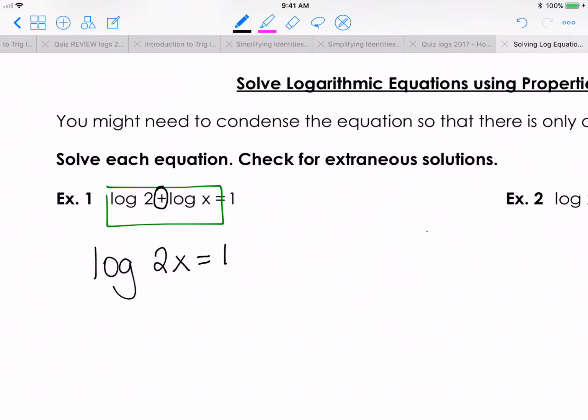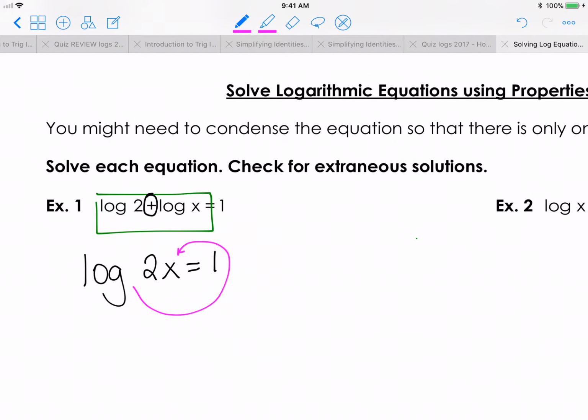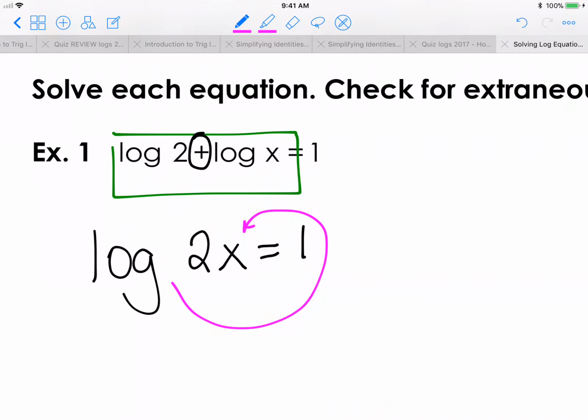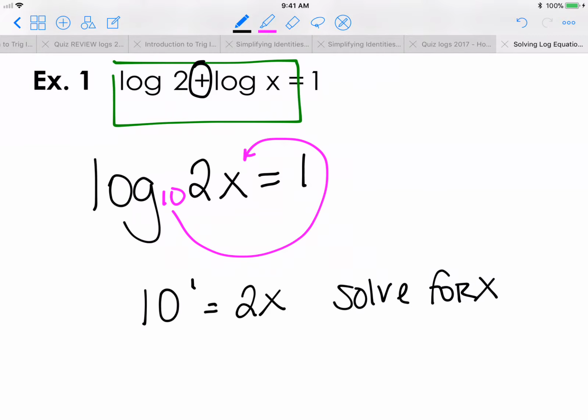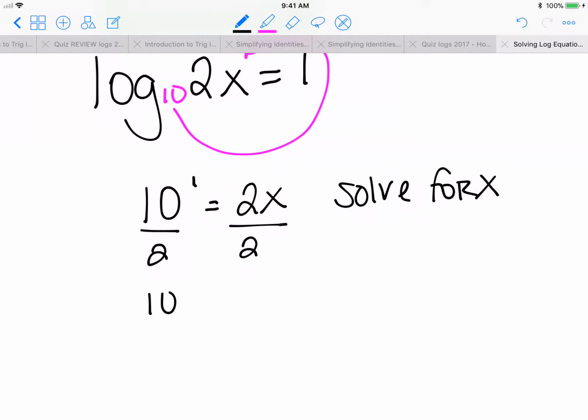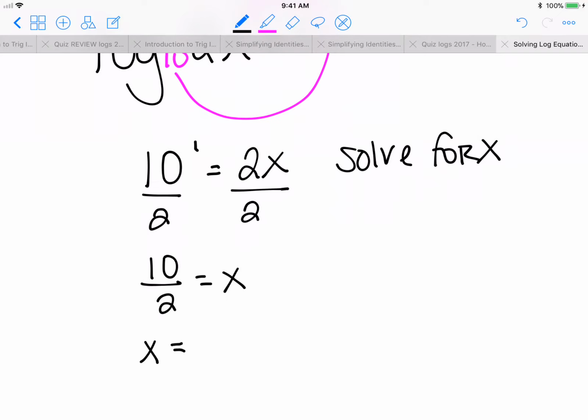Okay, so we want to do our little roundabout here, but there's no base right there. So what is that going to be? Well, we should know that that's an understood 10. So now when we rewrite this in exponential form, we get 10 to the first is equal to 2x. So now we solve for x. Well, to do that, we divide by 2 to both sides, because 10 to the first, what's 10 to the first? 10 divided by 2 is x, so x is equal to 5.